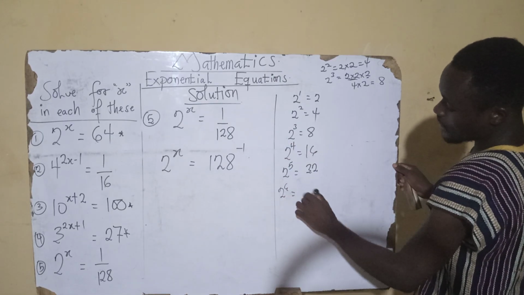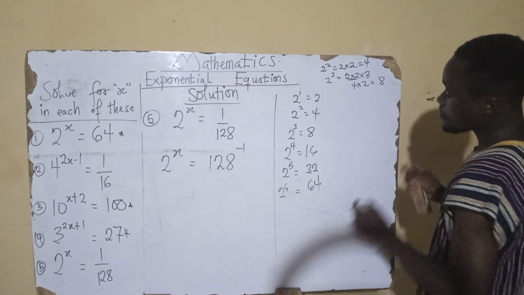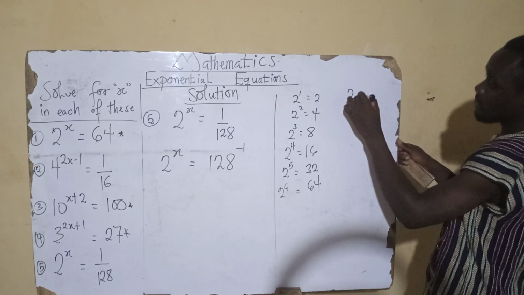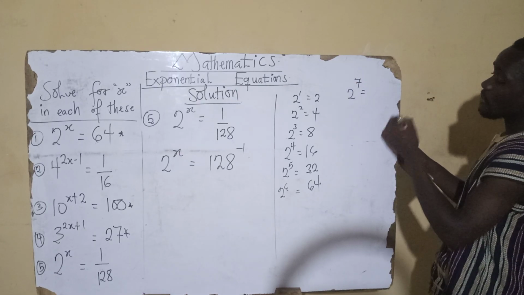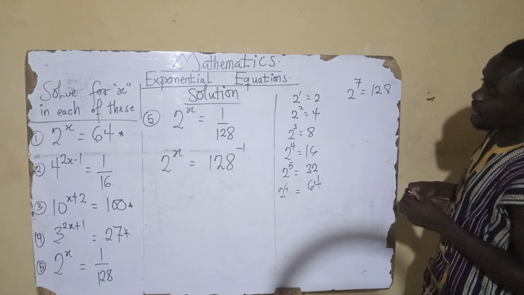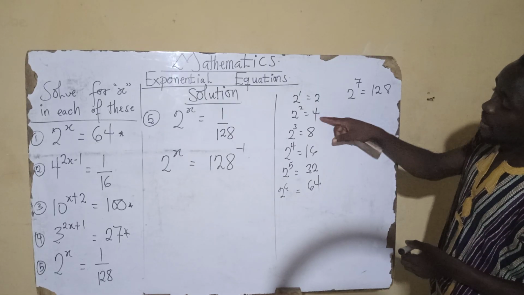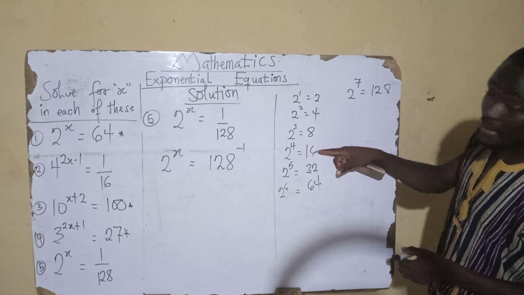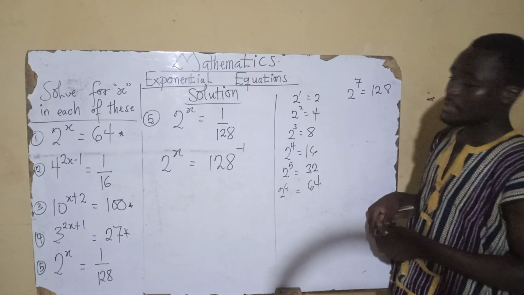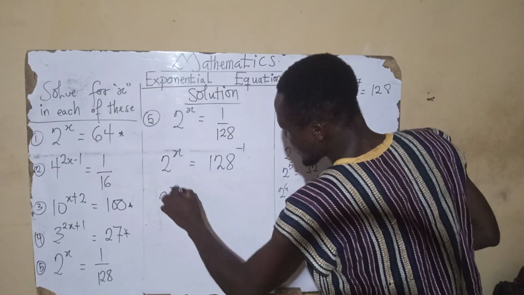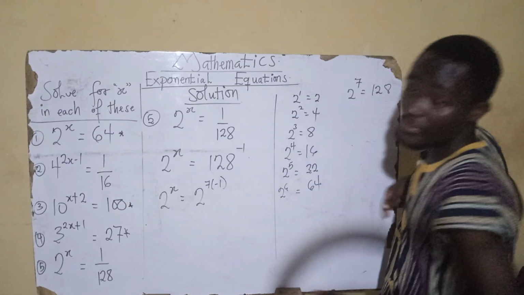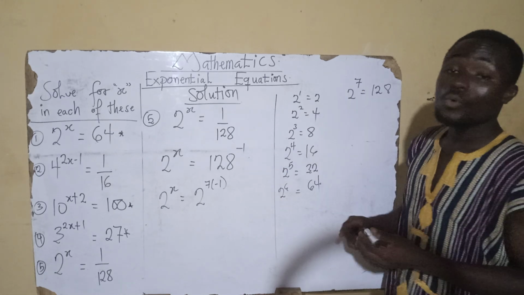So we have 2 exponent 6, which is giving us 64. Then we continue with the next one. So I have 2 exponent 7, which is giving us what? Which is 128. Are we good? So we multiply by 2: we had 4, 4 by 2 we had 8, 8 by 2 we had 16, 16 times 2 is 32, 32 times 2 is 64, 64 times 2 we are getting 128. I believe it is clear, very good. So here we are getting 2 power x, which is equal to 2 power 7, in the bracket negative 1. Remember, you are going to multiply the new exponent by the old one.